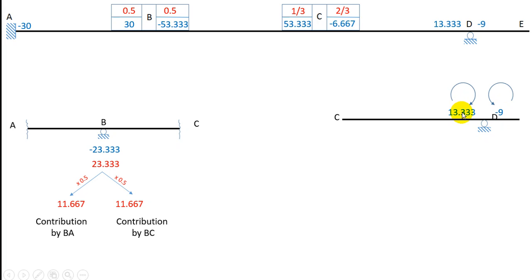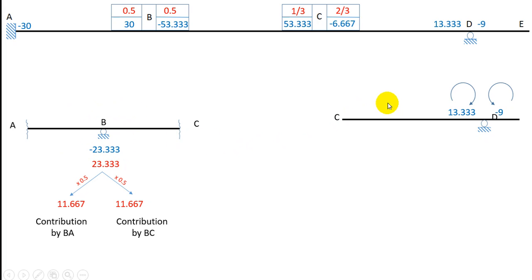So basically in moment balancing we have to make this moment equal to plus 9 so that it is balanced by minus 9. Plus 9 and minus 9 get balanced, so the net result would be 0. As you saw here, it was 30 and minus 53.333, giving a net result of minus 23.333.